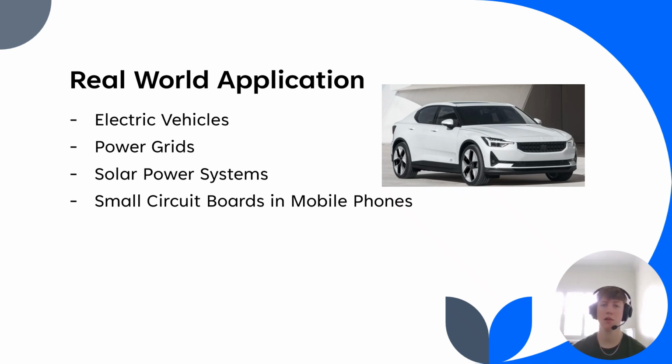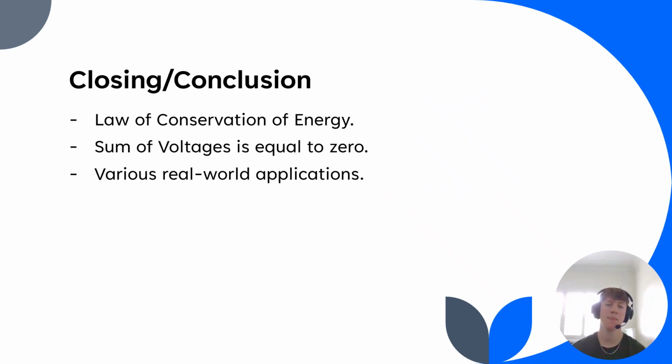The same principle applies in power grids, solar systems, and even small circuit boards inside of your phone. Every loop must satisfy Kirchhoff's voltage law. Kirchhoff's voltage law is based on the law of conservation of energy, and it tells us that the sum of voltage rises and drops in any closed loop is always zero.